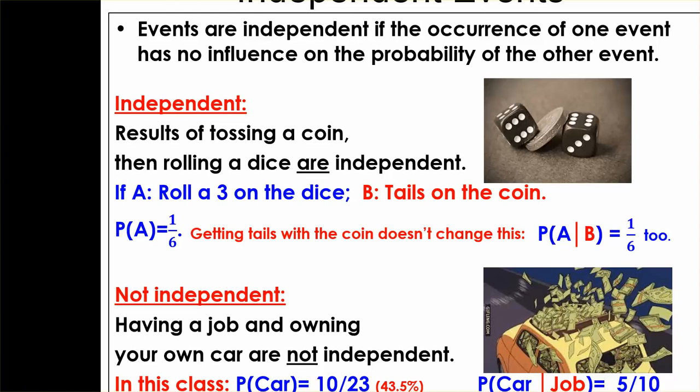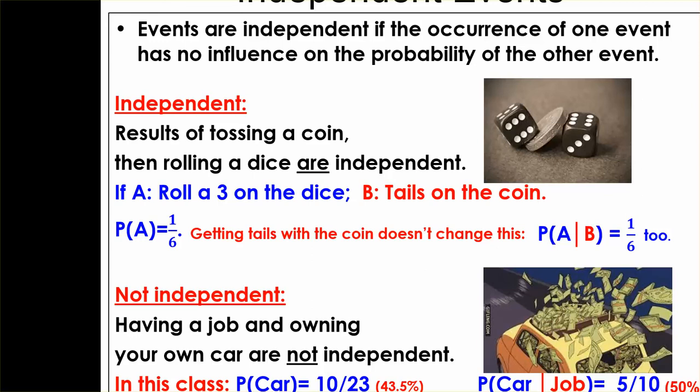Now, in the class at the same time, there were 10 people that had a job. Okay, so out of those 10 people that had a job, half of them had cars. So 5 out of the 10 job people had cars. So the probability, if I pick someone at random that they own a car, is 43.5%. However, if I just pick from those who have jobs, that probability rises to 50%.